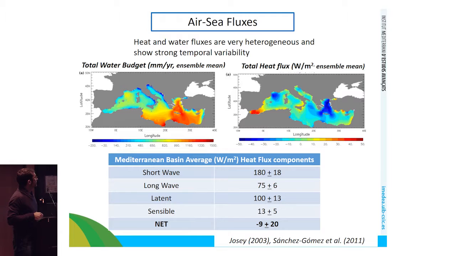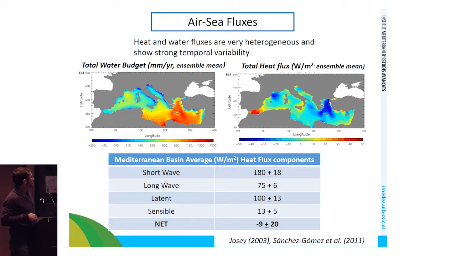And also for the heat flux. There are areas like the Gulf of Lions or the Aegean Sea, the Eastern Mediterranean, where we have a huge net heat loss, but it's concentrated in several places. Again, this is important because the total heat flux is the combination of different components: the shortwave, longwave, latent, and sensible.